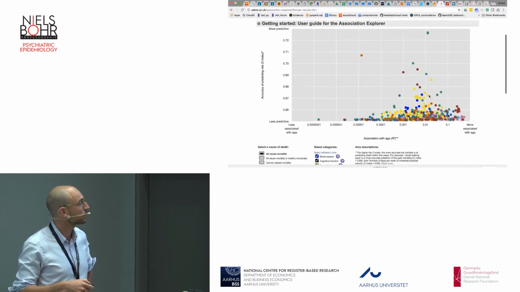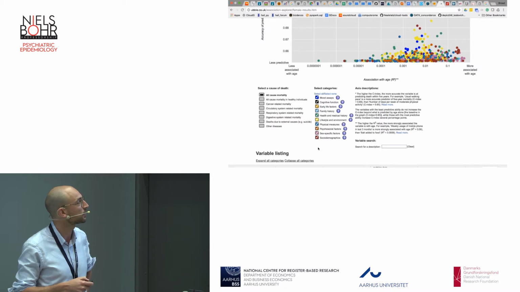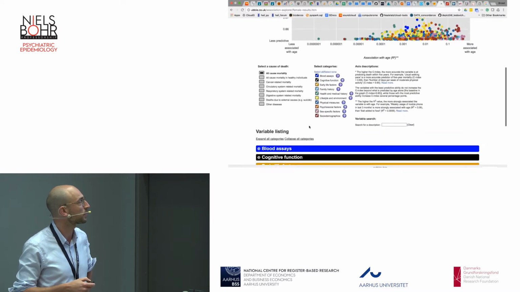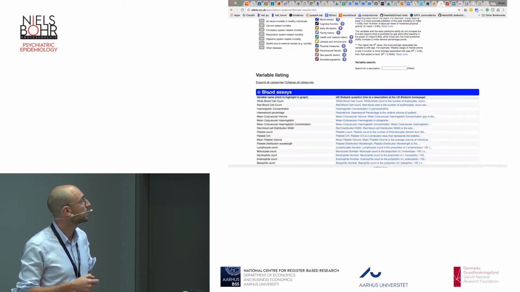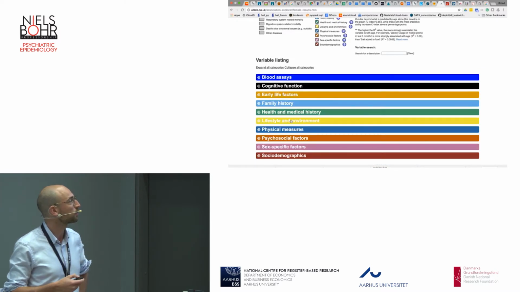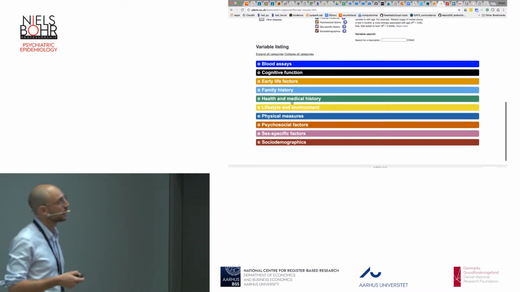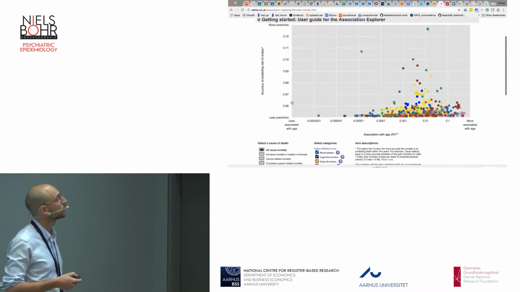We try also to allow you to not only look at all-cause, but cause-specific mortality, and you can select the different categories you want to include in your analysis. Here we include almost everything that was available at that time. Here you have all the variables, and here you can link and go directly to the corresponding UK Biobank page, so you can actually see the distribution of the variable.